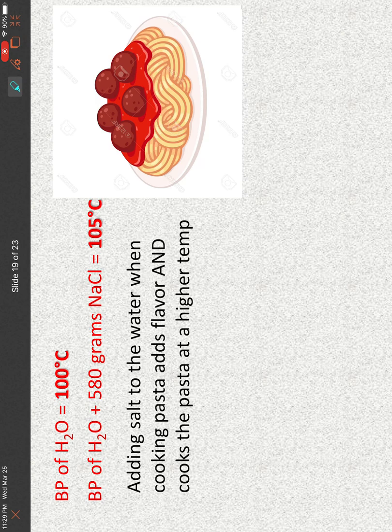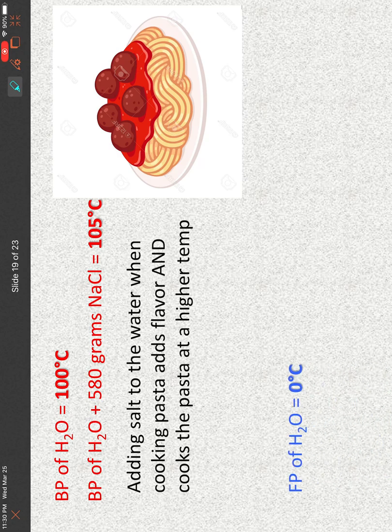Well, if you've ever made pasta and you were told to add salt to the water, not only are you adding flavor to the pasta, but you're creating a salt solution. And it's going to cause that water to boil at a higher temperature because it has salt in it. And that may very well be why your pasta is cooking faster than it says it will on the box.